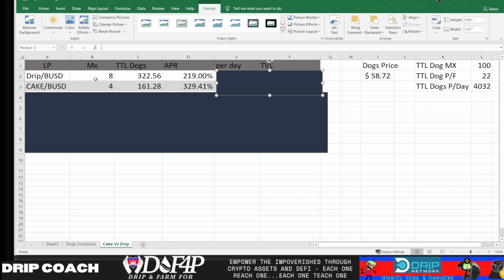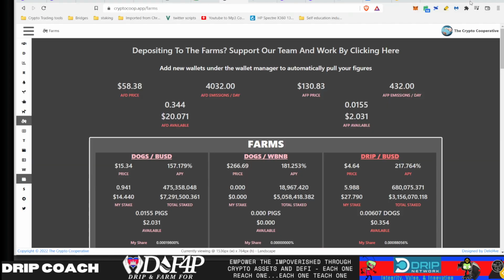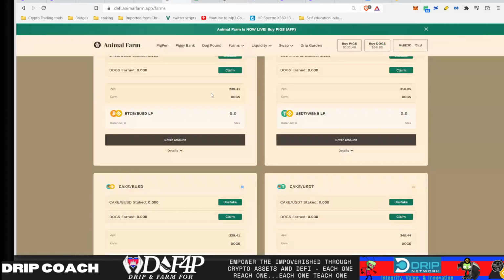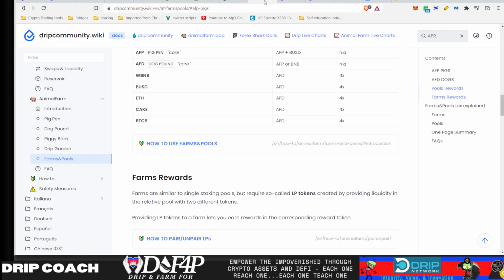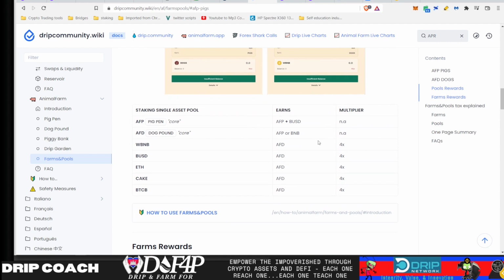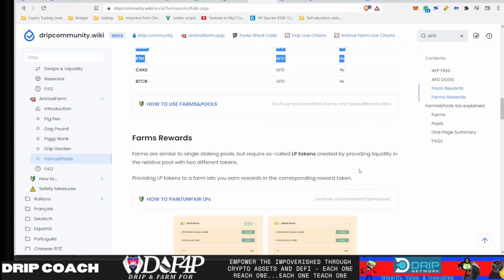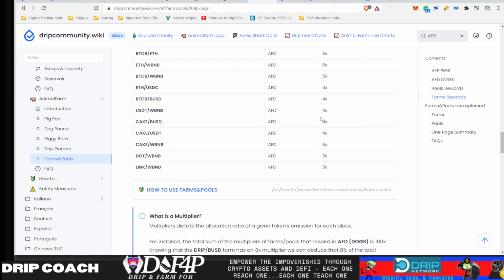In order to get the total dogs allocated per day to the Drip BUSD pool, remember I explained this in the other video, but I'm going to do it real quick here. We have to determine the total multiplier for all the farms and pools. Remember, that's these numbers right here. You can add all those up, or you can use a cheat sheet: come over to the wiki and get the multiples right here for the pools and the multiple for the farms. You add all that up.